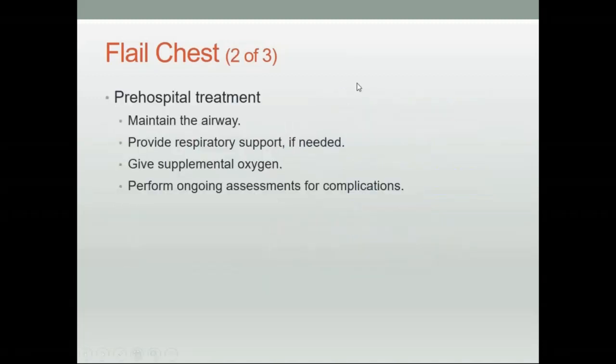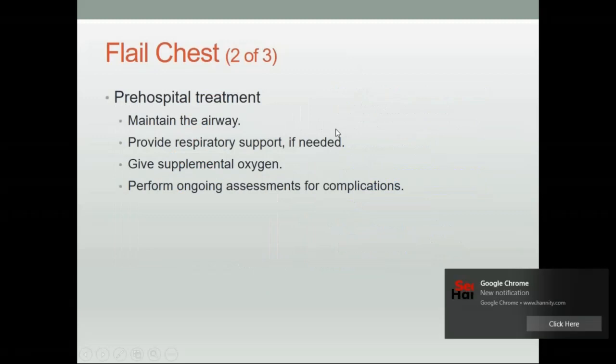To maintain their airway, get them on a non-rebreather until we get our bag valve mask connected to our oxygen supply, and then we're going to provide positive pressure ventilation at the normal rate of 10 to 12 a minute, enough to get good chest rise, and then we're going to fully assess them, and we're going to transport them to a trauma center.